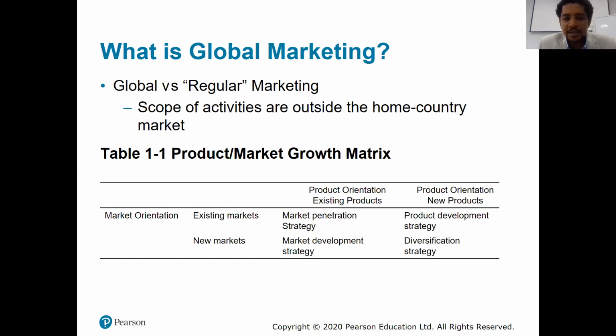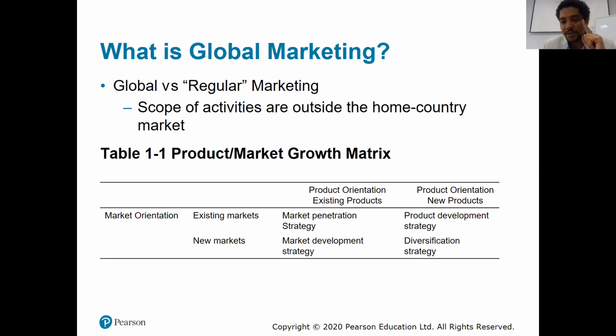So let's see the product market growth matrix. Okay, so there are these 4 marketing growth strategies. If a company wants to grow or wants to prepare its global marketing strategy, then they have to use this market growth matrix. There are 4 things here: market penetration strategy, market development strategy, product development strategy, and diversification strategy. These are 4 ways through which a company can go global.